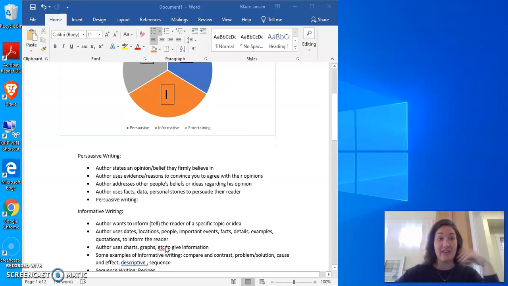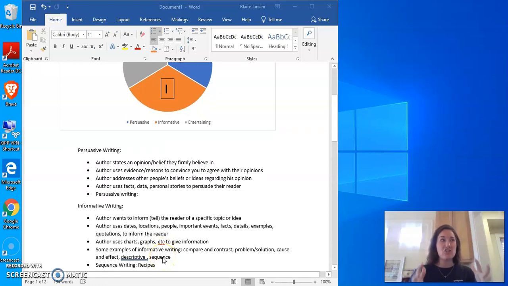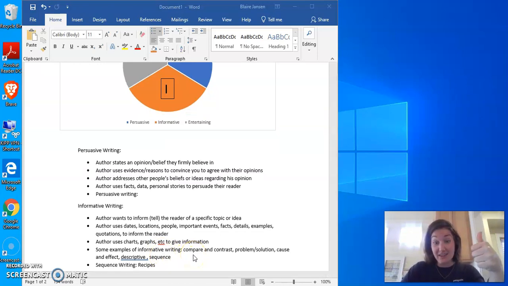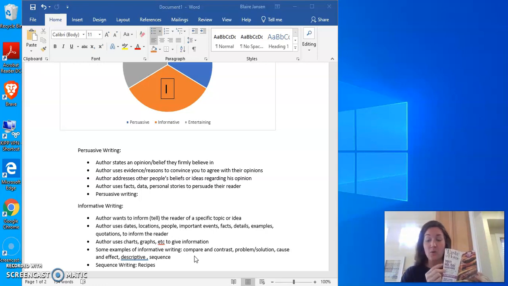The last kind of element that I always think of when I think of informative writing is that there's some major structures they tend to use, like comparing and contrasting things, problem and solution, cause and effect, descriptive writing, or in this case, sequence writing, when they're giving you something in steps. Do this first, then do this, and then do this. One example of sequence writing, as I just showed you, would be recipes or instructions on how to make something.